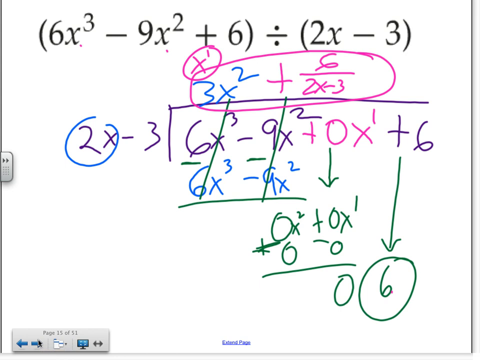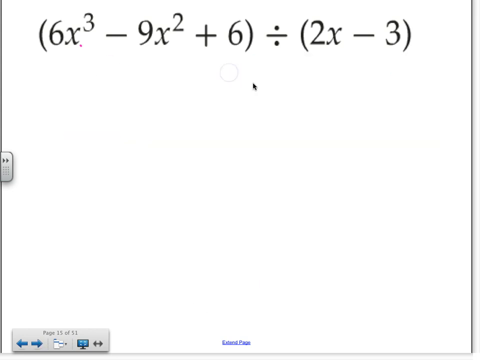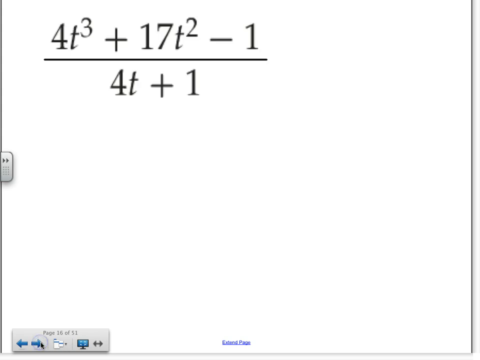What do you think of that? It's a long division problem. All right, I want you to go ahead and try this problem on your own and see what you can do with that. Here we go. Here's the problem. Go ahead. Set it up.